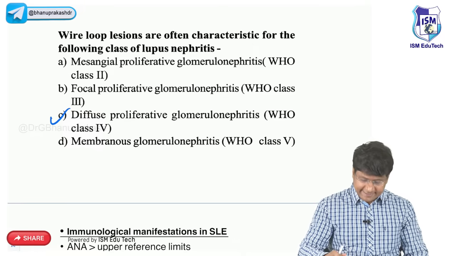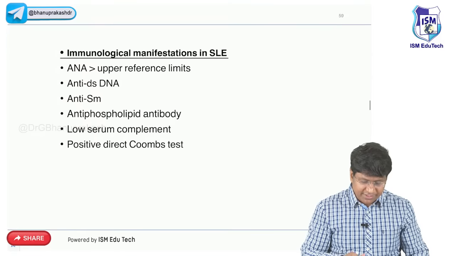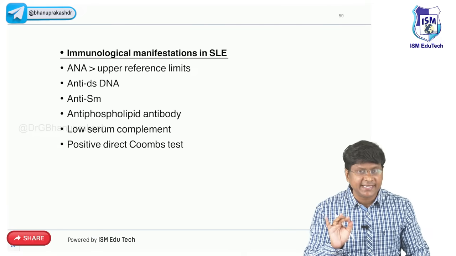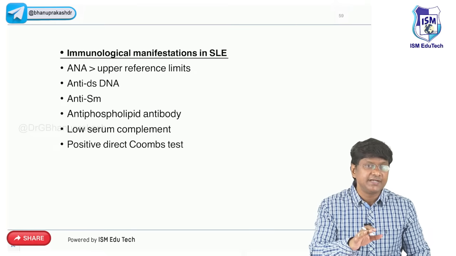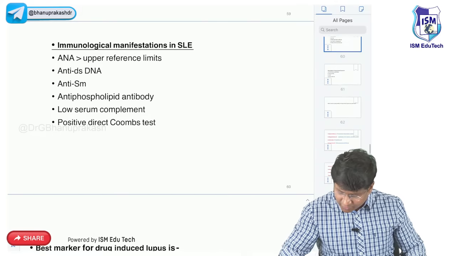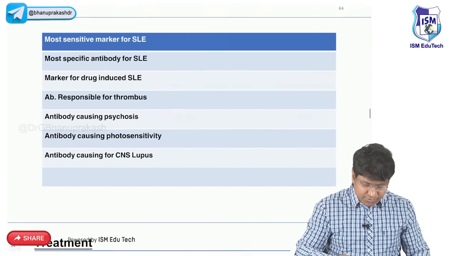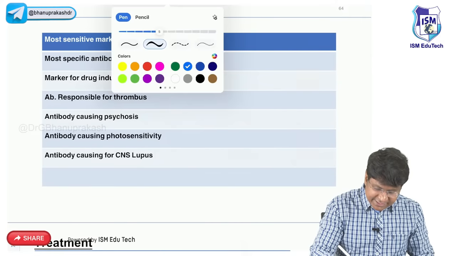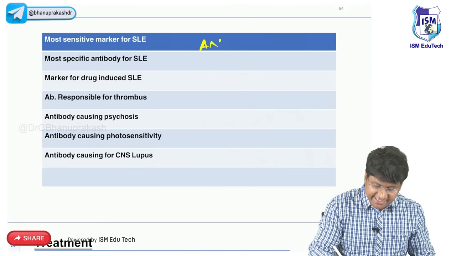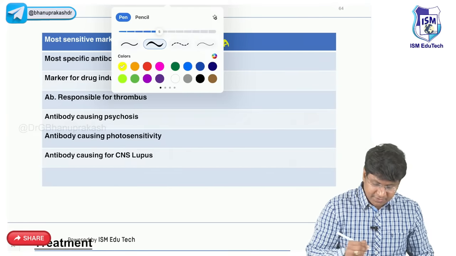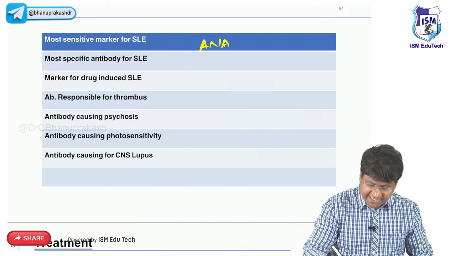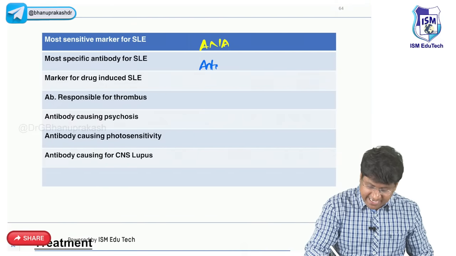Then followed by that, the antibodies. If you take the antibodies, that is a very, very important area in the entire topic of SLE: which condition, which antibodies will be there. Now, let me take up the discussion of the antibodies. The most sensitive marker of SLE will be anti-nuclear antibody, whereas the most specific antibody will be anti-Smith antibody.